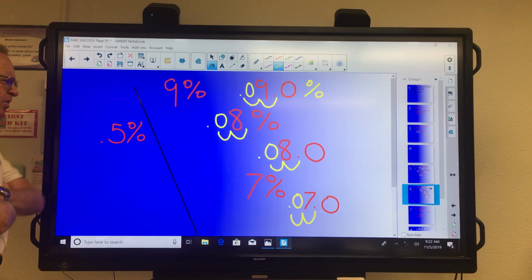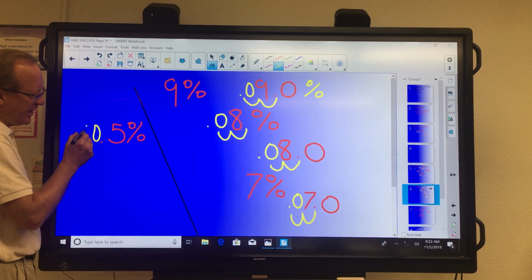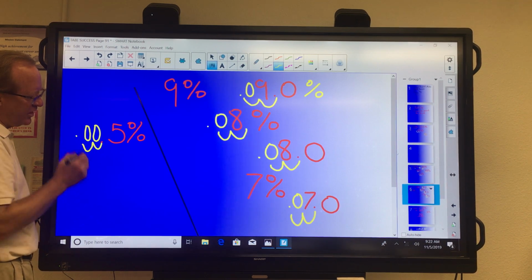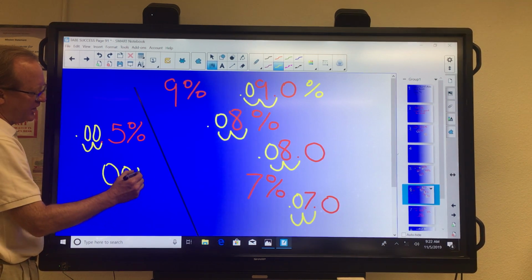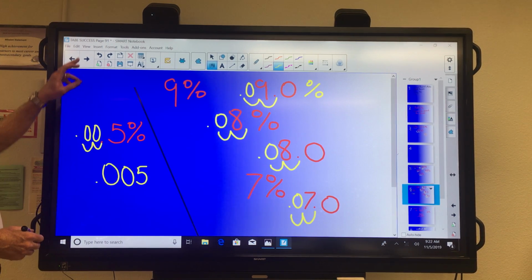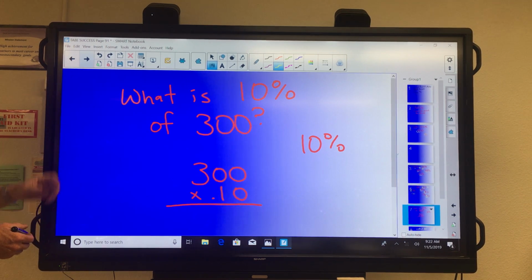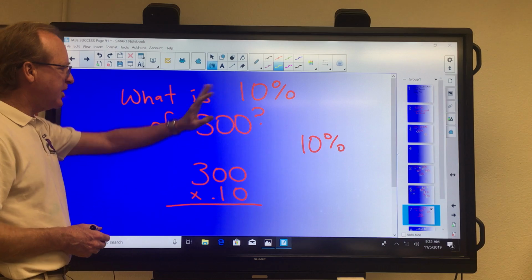Here's an interesting example. 0.5%. That's a half a percent. Well, the rule still holds. It's 2 to the left, so it's one, two, so it becomes 0.005. Now, once you've converted your percent to a decimal, you take it and you multiply it times the number.